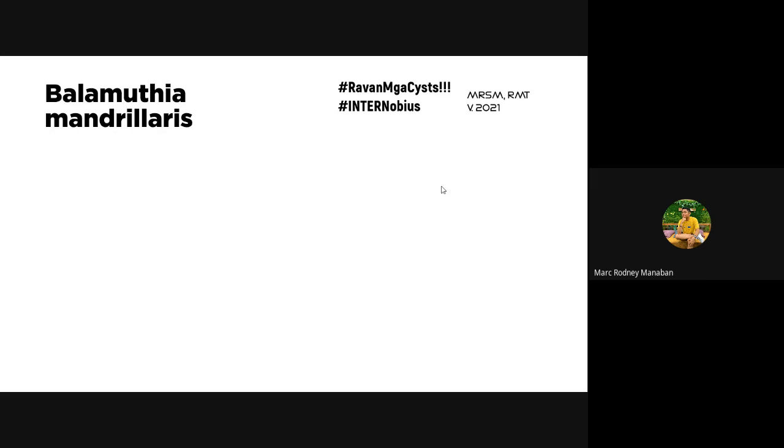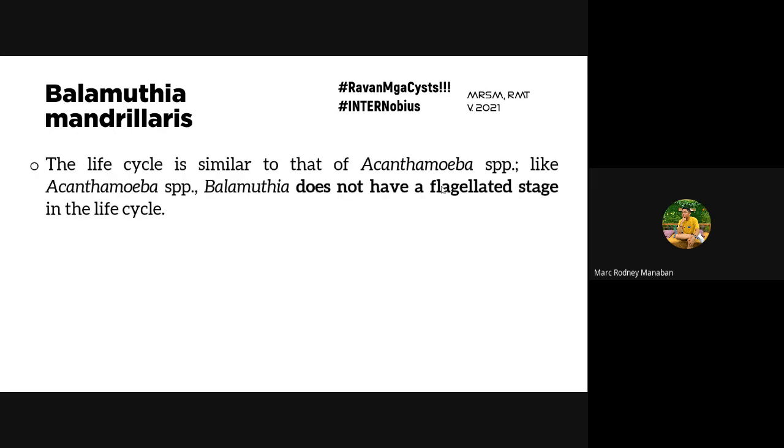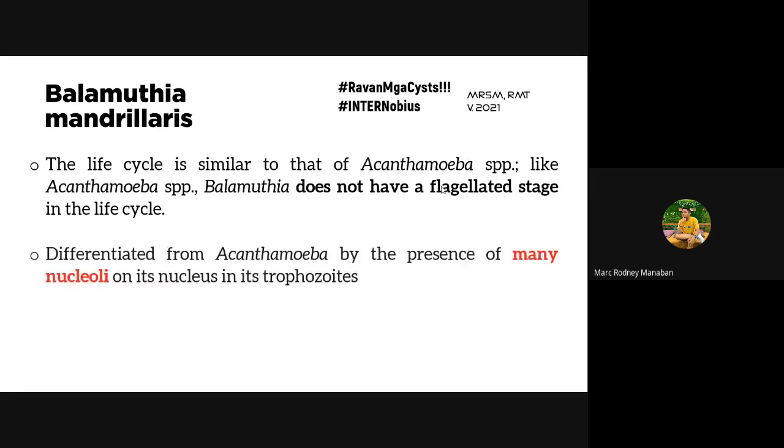The next free-living amoeba is Balamuthia mandrillaris. Now, Balamuthia mandrillaris is similar again with Entamoeba in its life cycle, and in the fact that they don't have a flagellated stage. So the difference is there could be a lot of nucleoli in the nucleus of Balamuthia. But again, it is seldom seen or difficult to see under preparations, so further tests are needed to really specify.